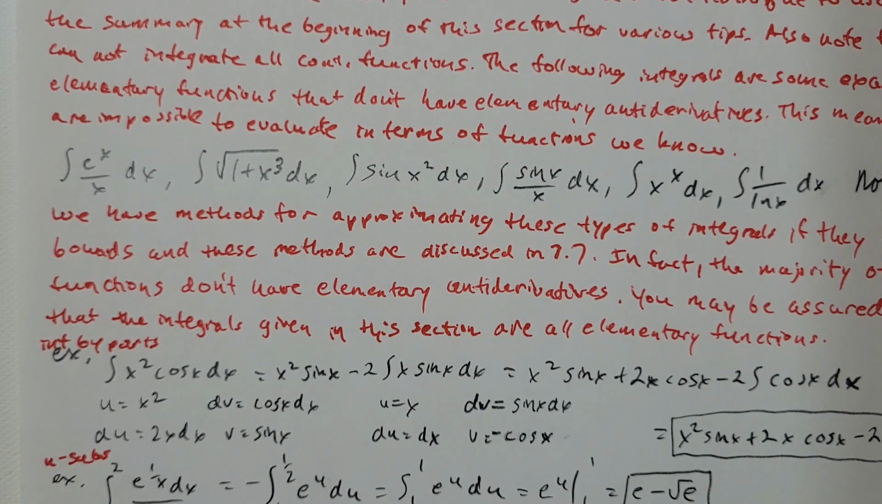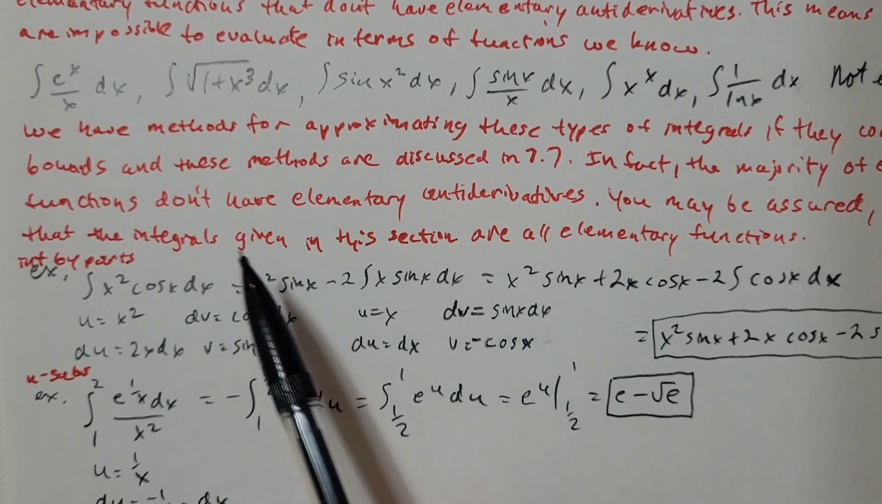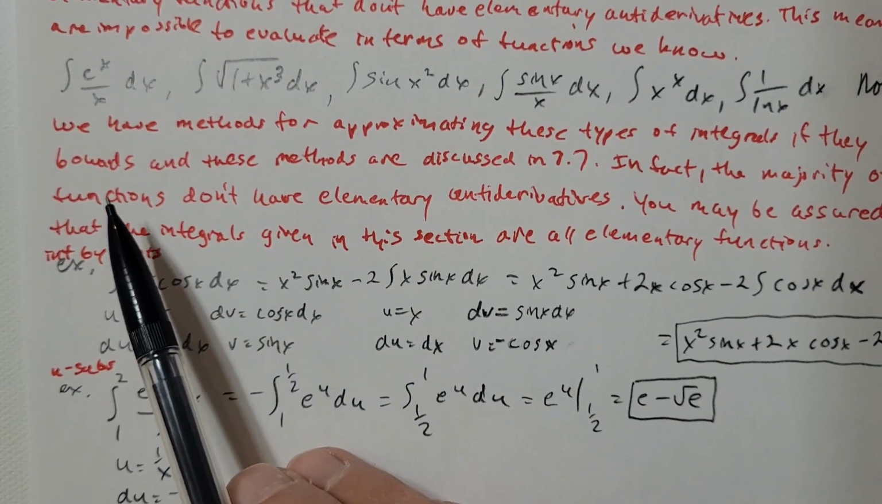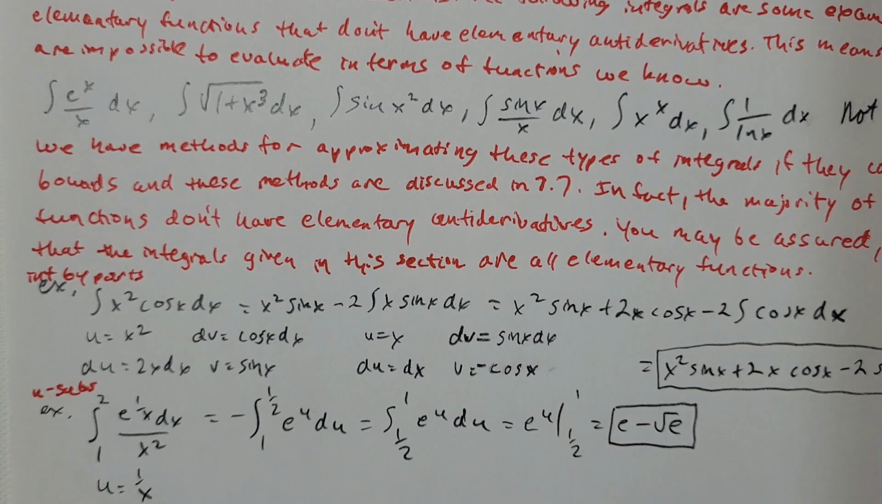Doesn't that sound fun? So you might be doing an impossible problem. Now in this section they're not going to give you an impossible problem. They're not going to be rude like that. But it is still worth saying, because that's just another reason why integration is more difficult than differentiation. Now we have methods for approximating these types of integrals if they contain bounds, and these methods are in section 7.7.